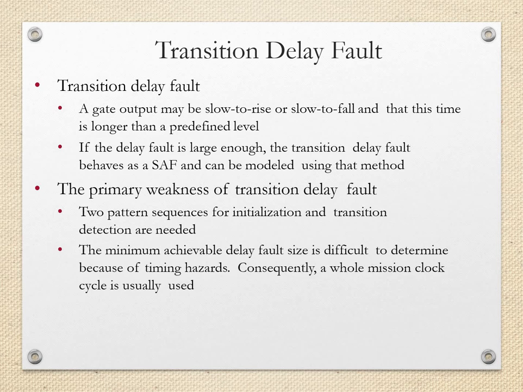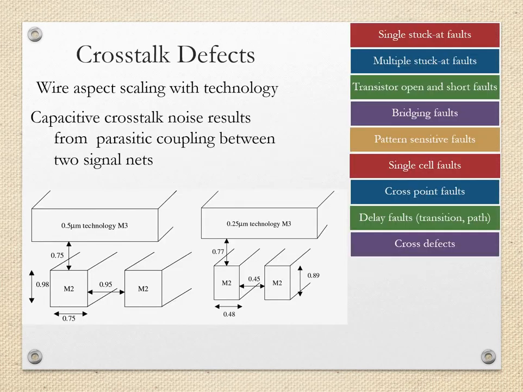The primary weakness of transition delay fault is that two pattern sequences for initialization and transition detection are needed. The minimum achievable delay fault size is difficult to determine because of the timing hazards. Consequently, a whole mission clock cycle is usually used. And the last type of fault that we have to see is the cross defects.